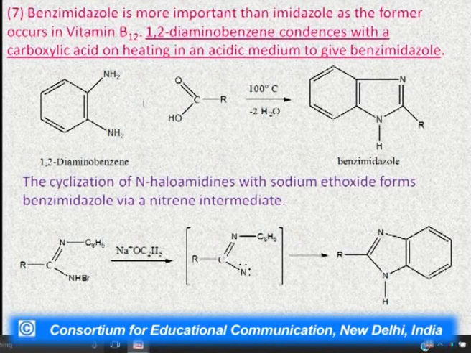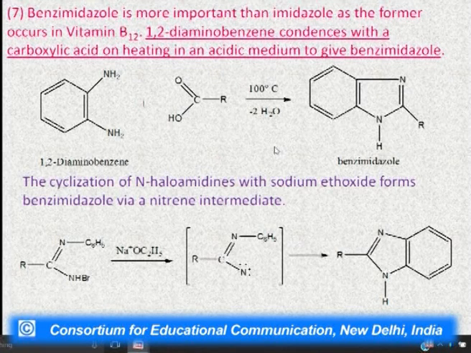Further, the next derivative of this imidazole, or you can say a higher member of this imidazole, that is benzimidazole, is more important than imidazole. As with the former member, imidazole, it occurs in vitamin B12. 1,2-diaminobenzene, this is 1,2-diaminobenzene, condenses with a carboxylic acid. On heating it will lose 2 molecules of water at 100 degrees centigrade and give us benzimidazole. It is a very important compound.